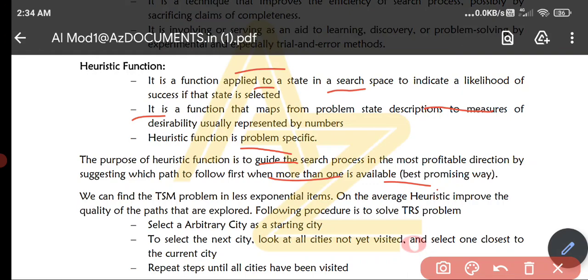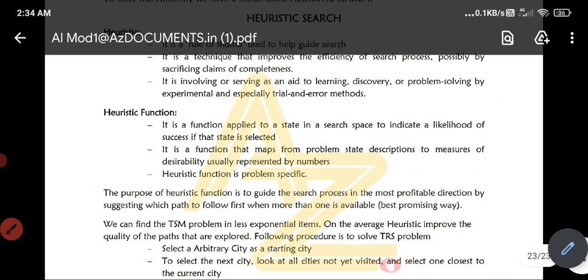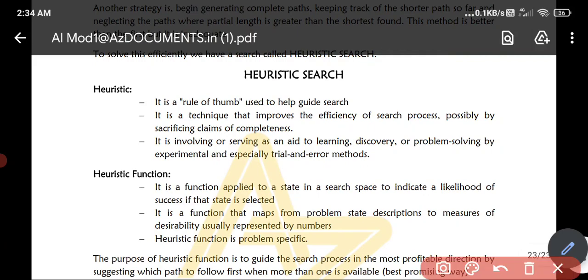Now what we are learning here is the heuristic function. As of now we have learned depth first and breadth first search, how to analyze the solution while we are traveling. Next we will move on to the heuristic function. Let's understand what this heuristic is. A heuristic is nothing but a rule of thumb used to help guide a search. So here it will guide whether we are choosing the optimal path or not.